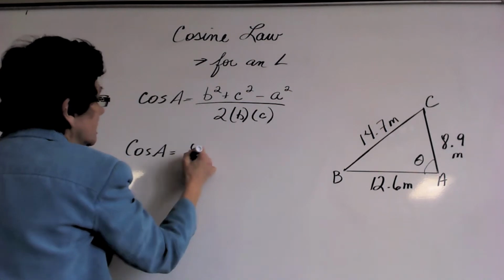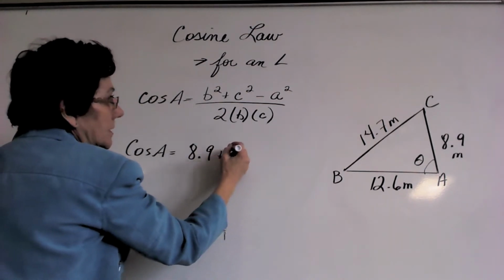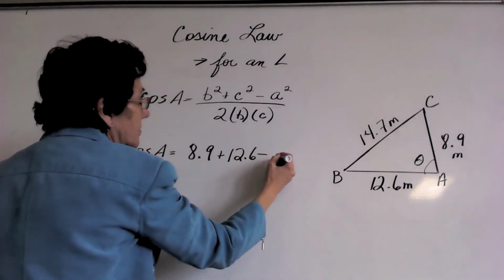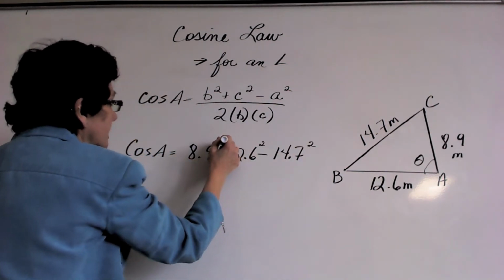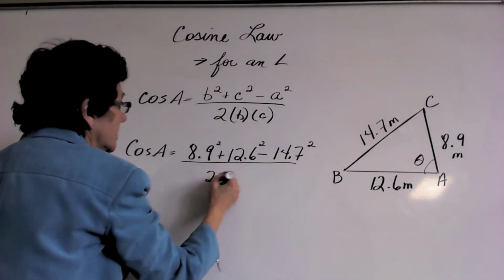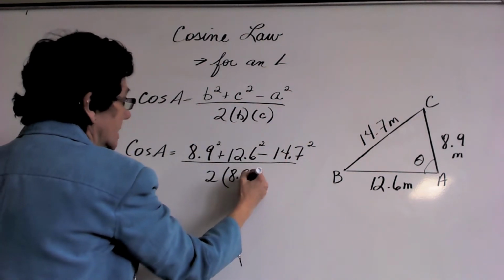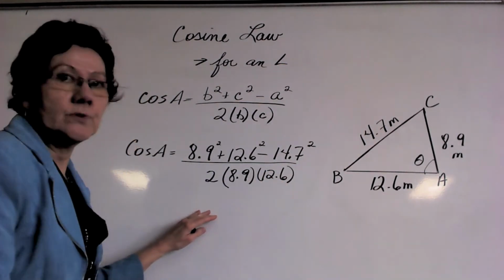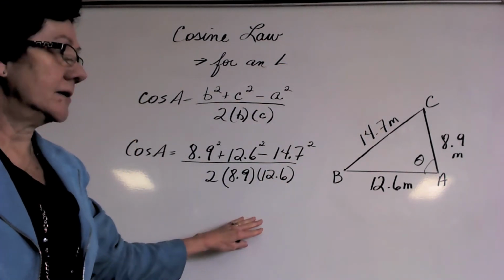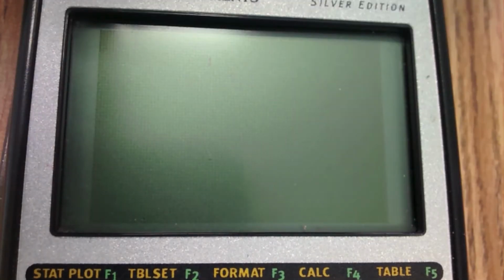So we've got 8.9 plus 12.6, subtract 14.7, and these are all squared, divided by 2 times 8.9 times 12.6. And then we just input it into our calculator, and we're done. This is how you enter this to solve for an angle in the calculator.